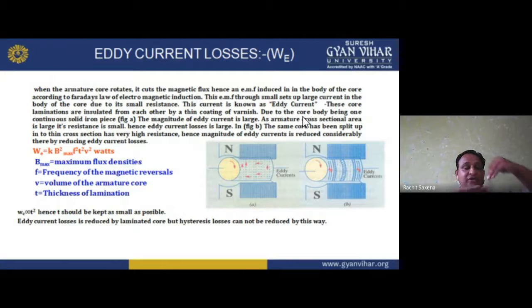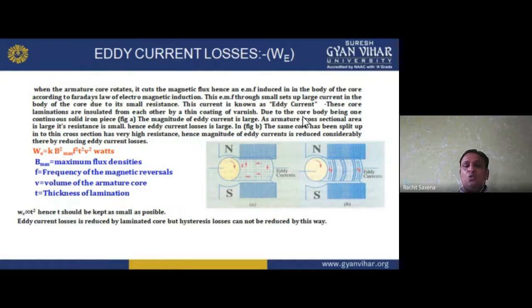What will happen? The core cuts the flux, so on the body of the core, which is rotating, according to Faraday's law we find an induced EMF. This EMF sets up a large current in the body of the core due to its small resistance. The core has a small resistance and it is closed. So a small EMF will give a high current. This current is known as eddy current.